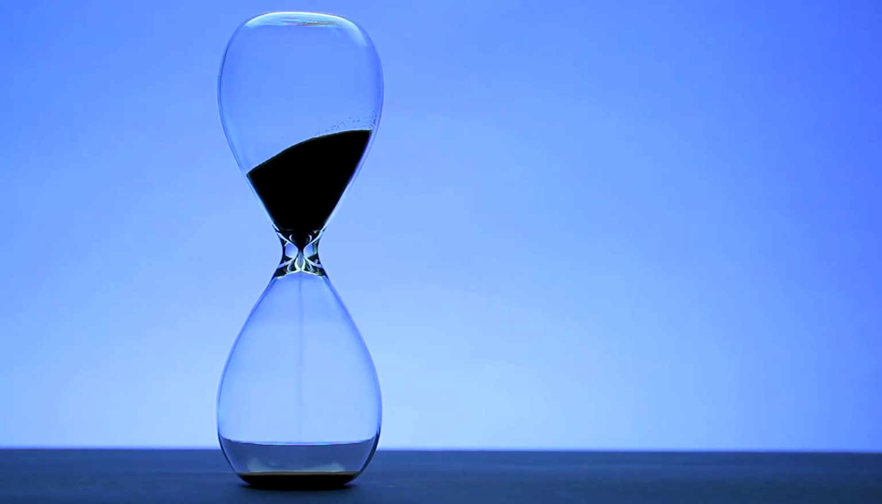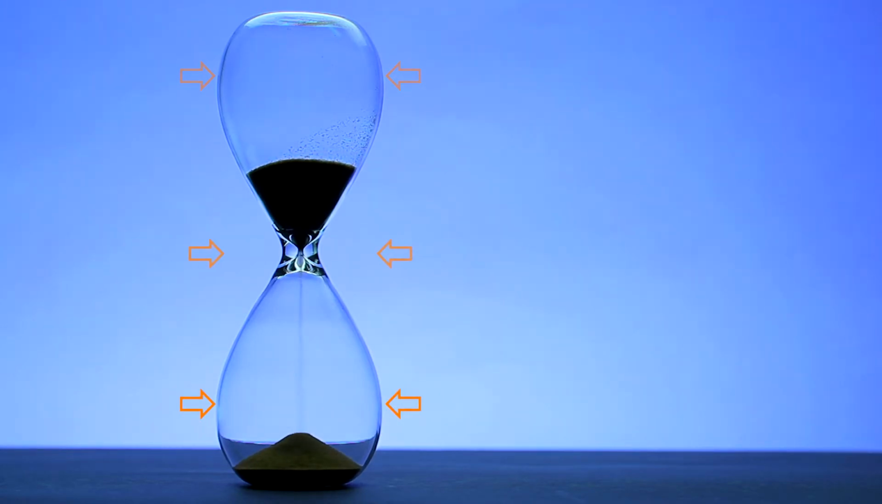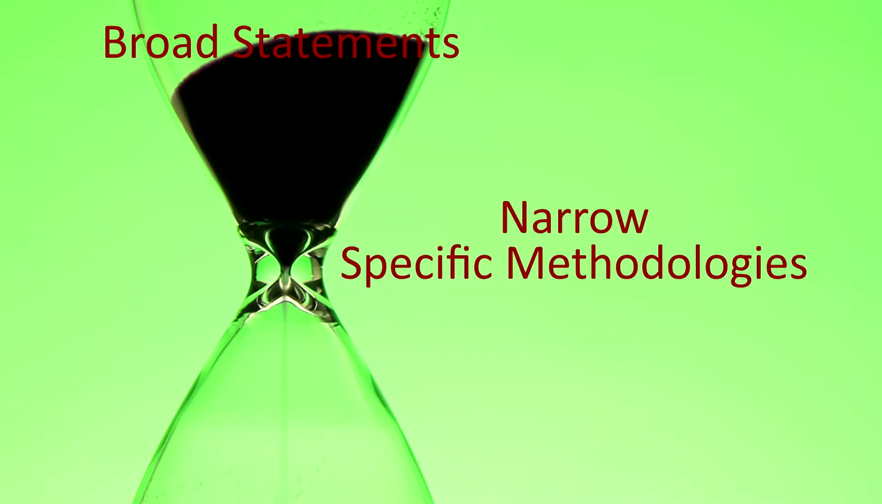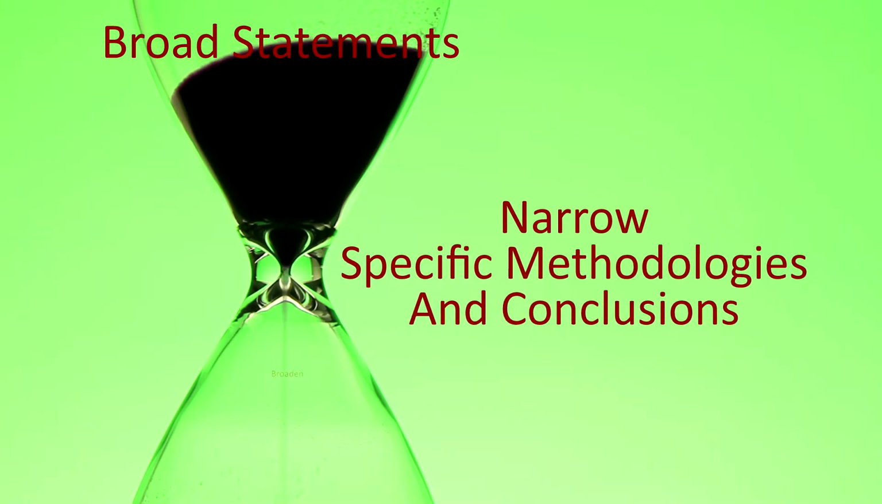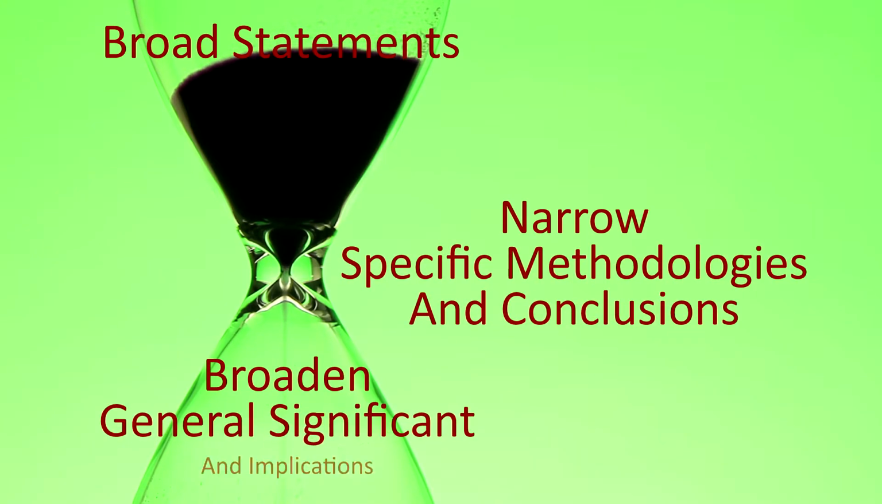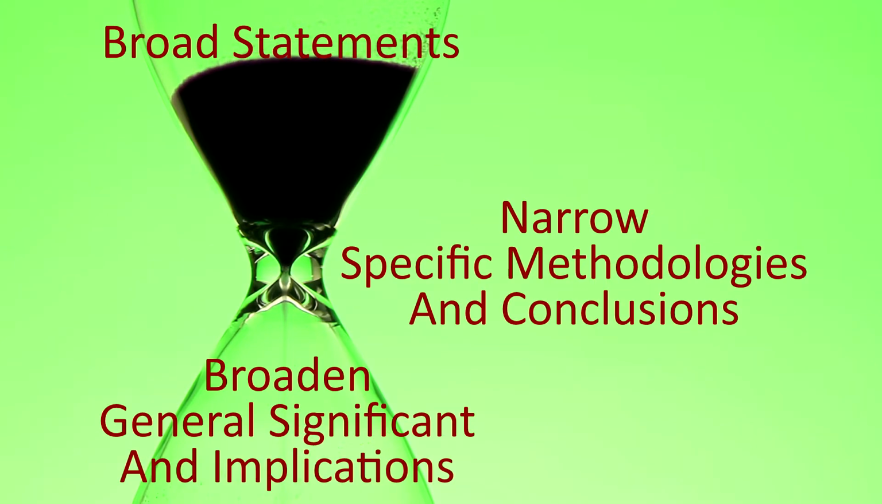An hourglass shape is a good metaphor to guide you in your writing. The width of the glass represents the breadth of your writing, wider at the beginning and end, and narrower in the middle. You begin by introducing broad statements, narrow your focus to specific methodologies and conclusions, and then broaden again to discuss the general significance and implications of your work.